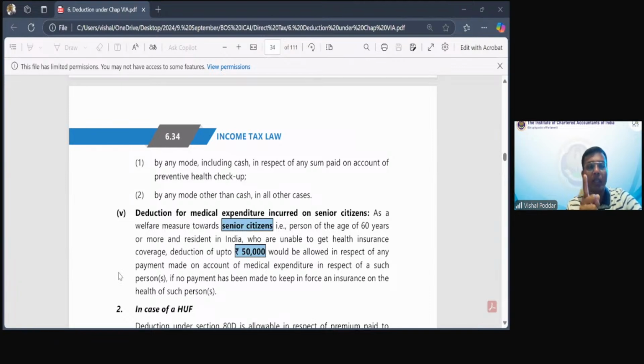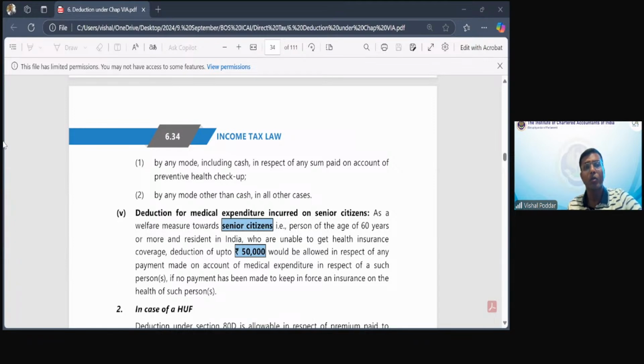Even if you are 60 and you are a resident, you are termed as a senior citizen. So for getting this deduction or higher limit of 50,000, you need not cross 60. Even if you are 60, that is 60 years complete, you are senior citizen.